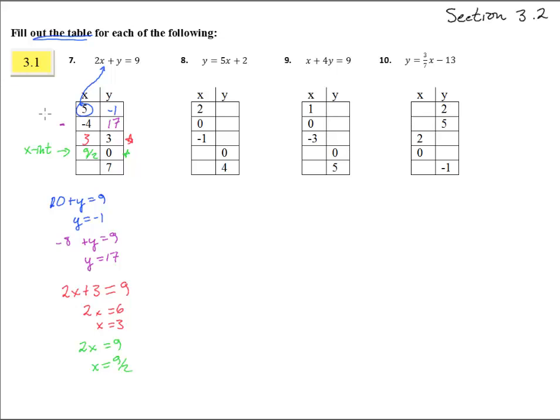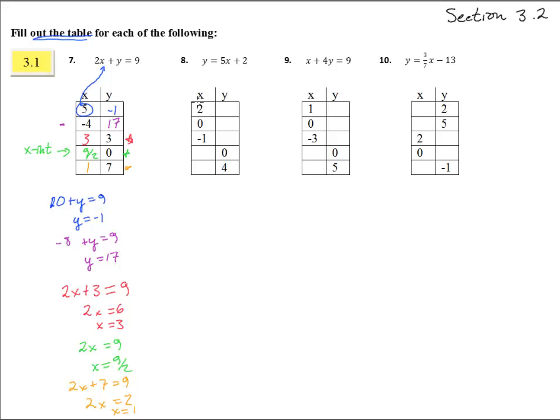And then the last one, let's do 7 for y. So we get 2x plus 7 equals 9. Subtract 7 from both sides, and we get 2x equals 2. Divide, and we get x equals 1. So (1, 7). There we have the points right there.